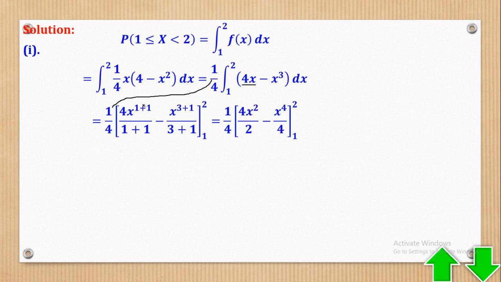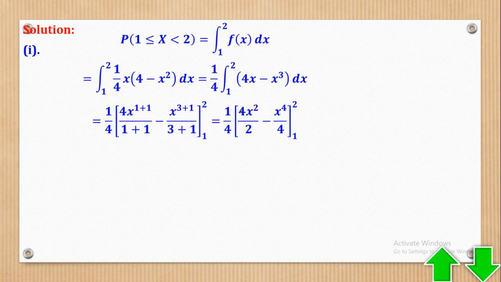So 4x becomes 4x. The x is x to the power 1, so you have to increase the power by 1 to come up with 1 plus 1, then divide by the new power, which is 1 plus 1, and that's why you see 1 plus 1 down in the denominator. Then this was x cubed, the power is 3, so you have to increase the power by 1 to come up with 3 plus 1, then divide by the new power, which is 3 plus 1.